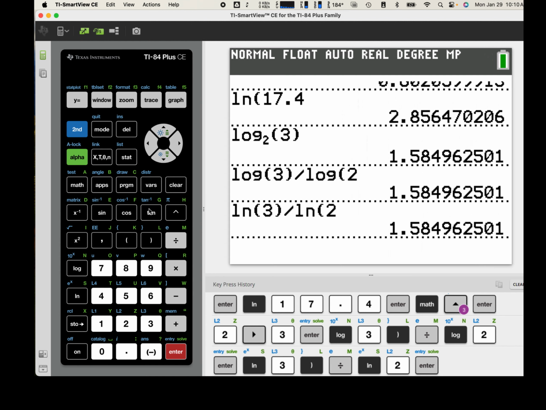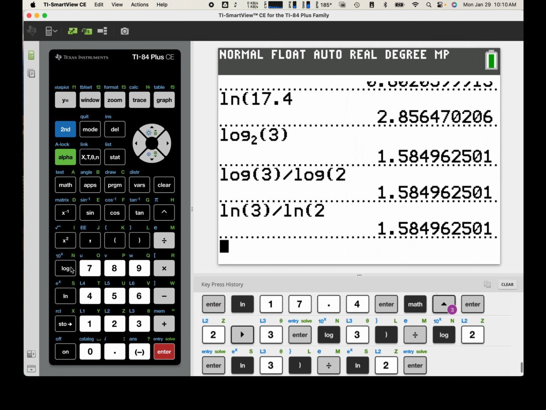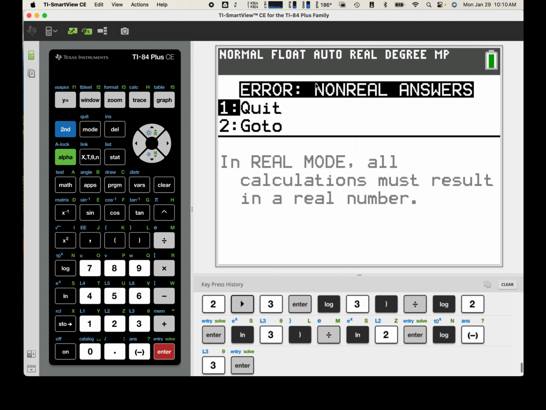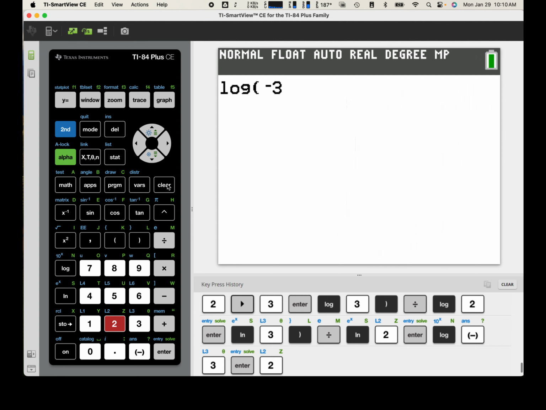The last one, we're not going to be able to do, right? Because log of any negative number is going to throw an error because you are not allowed to have logs of negative numbers. Okay, so it doesn't matter what our base is, that last one is going to not work.